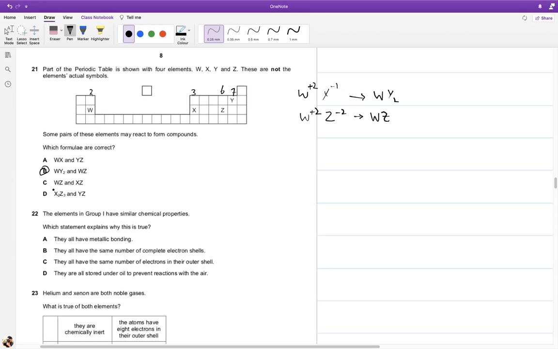But just to check, WZ is possible. XZ is not possible because X is plus 3, Z is minus 2. The formula won't be this, the ratio won't be this. X2Z3 is possible. YZ. No, not possible. YZ is not possible. We will need 2 Y to react with 1 Z. All right.